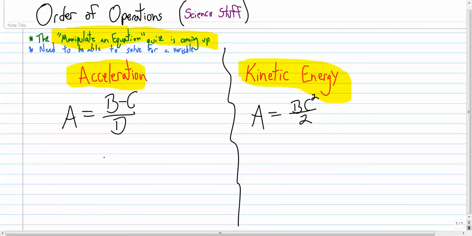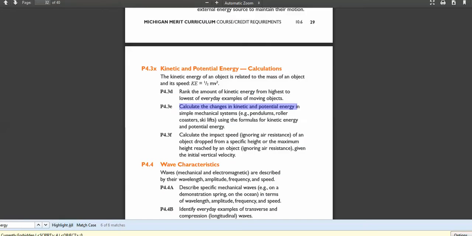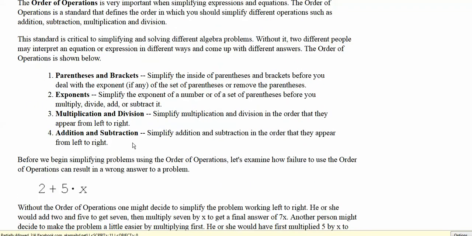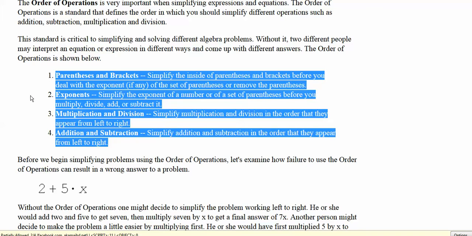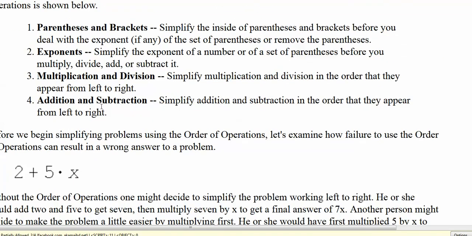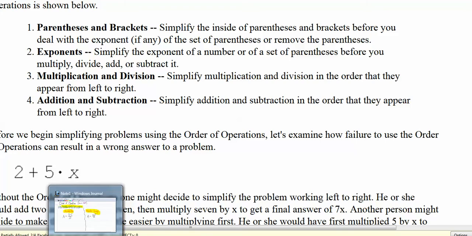So before you can see these quizzes, before you can try these quizzes, you need to prove that you can handle them by passing this quiz, Manipulate an Equation. So what I did to get started was I found this website called Algebra Help, and I typed in order of operations, and it gave me this, and it told me what I need to do in what order. So I'm going to jot this list down on my notes here to help me out. So let's see here. 1, 2, 3, and 4.